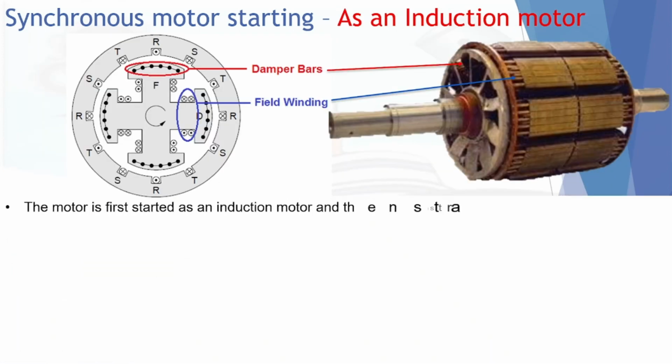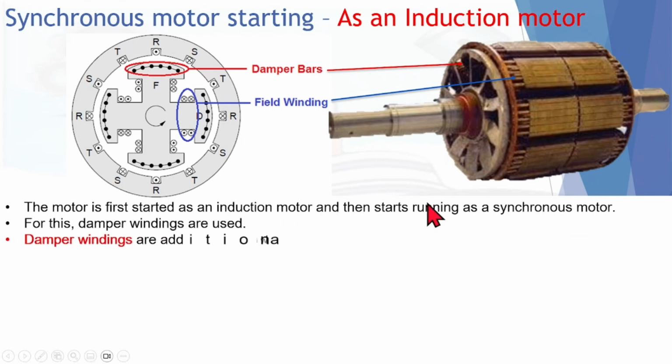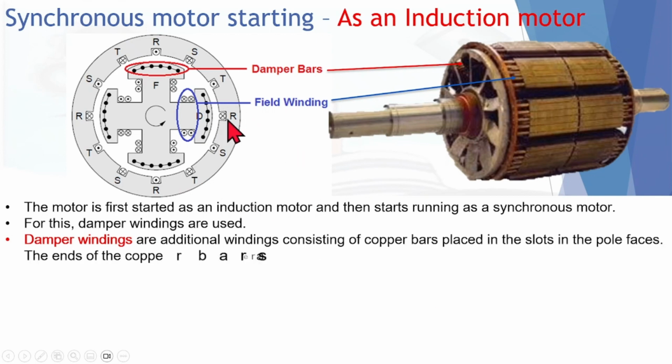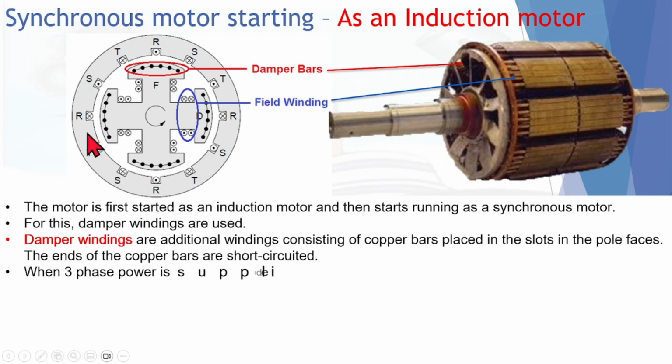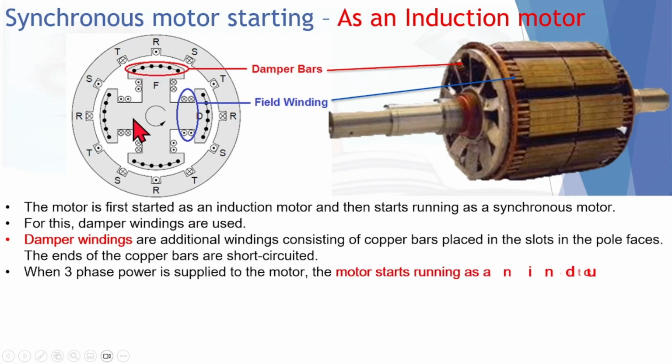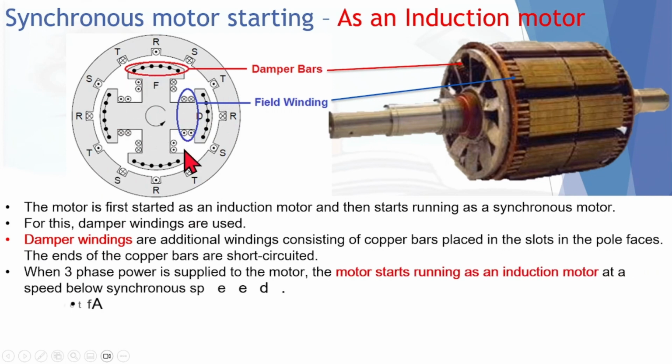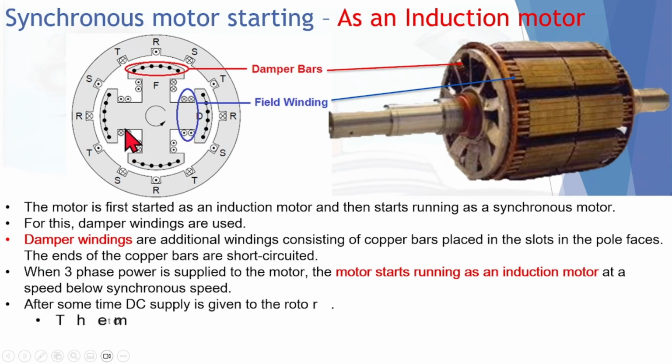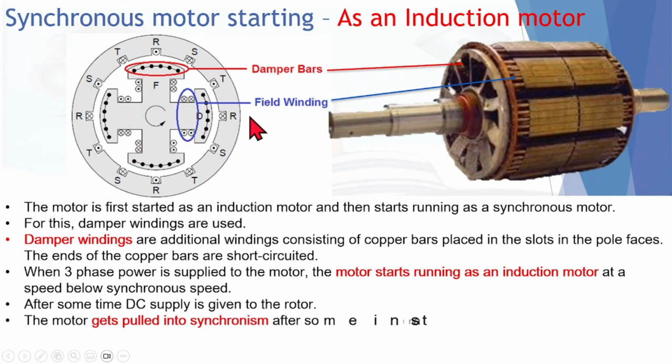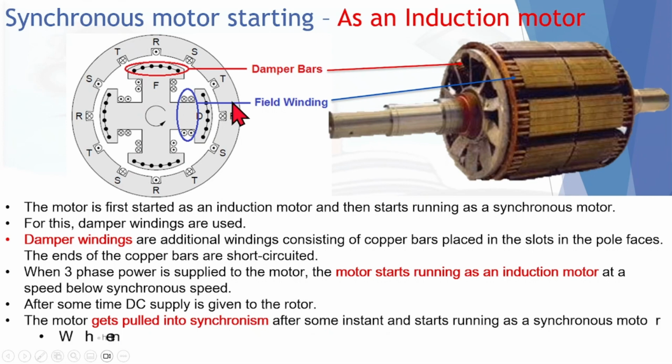Now let's see the second method of starting, which is using it as an induction motor. The synchronous motor can be started as an induction motor, but you need a special construction for that. This is the normal stator winding, and the rotor consists of a salient pole arrangement, and these blue windings are the main field winding. Now what is the special arrangement here?